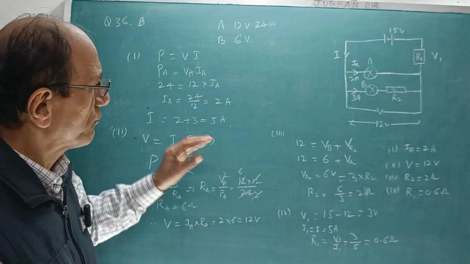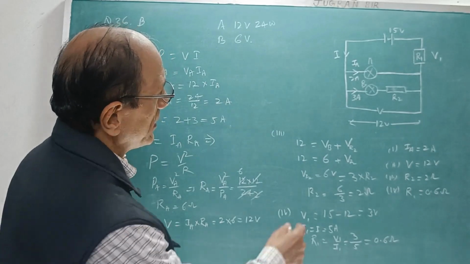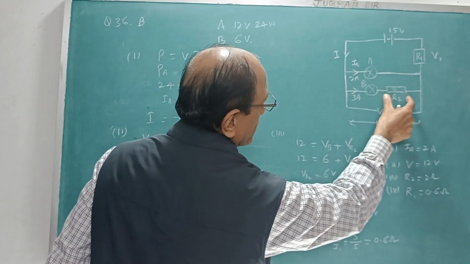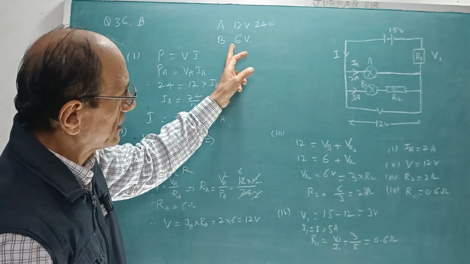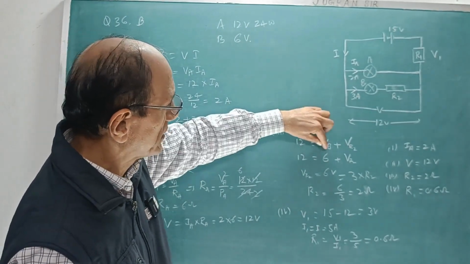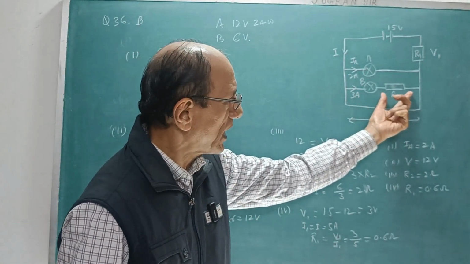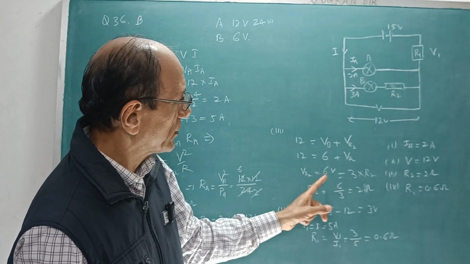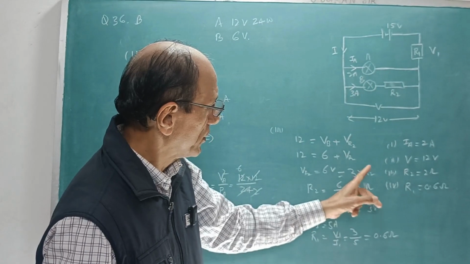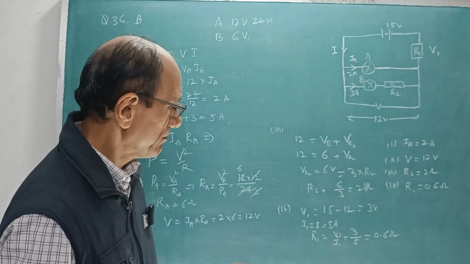Now the third part is we have to find the value of R2. Again the total voltage here is 12, so that is the voltage across this plus the voltage across this. The voltage across this bulb is 6 because it is working at its rated value. So the voltage across R2, VR2, is equal to 6 volt. That should be equal to I into R, so 3 into R2. So R2 will be equal to 6 by 3, that is equal to 2 ohm.